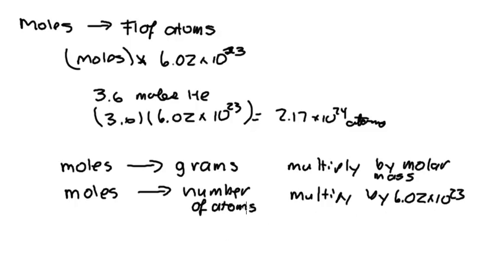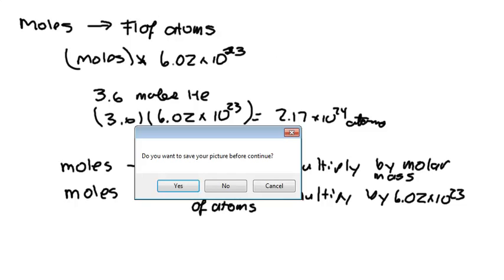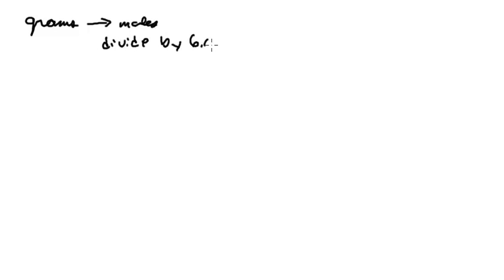Okay, well, given that, let's figure out how to go the other way. How would I go from grams to moles? To go from grams to moles, you divide by the molar mass.